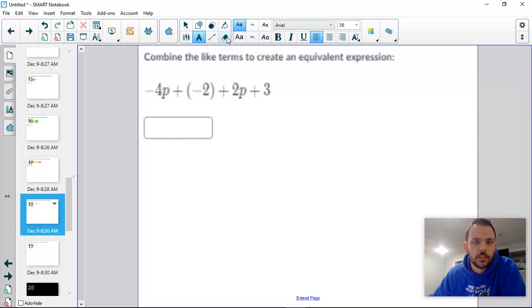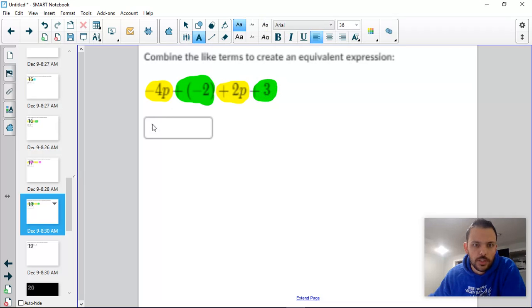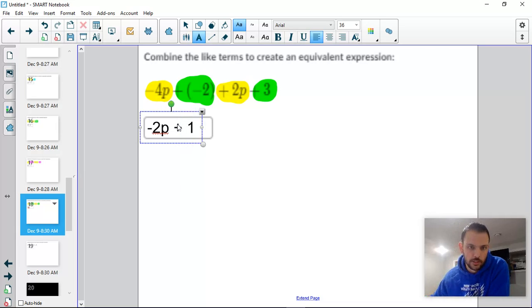All right, we've got a couple more here that we'll do real quickly. All right, so we have negative 4p plus 2p. We have plus negative 2 and plus 3. All right, so again, I want to start with the variable terms. I'm going to do negative 4p plus 2p. That makes negative 2p, right? I have 2 more negatives than I have positives, and then I have negative 2 plus 3. All right, so that's going to be plus 1. All right, so negative 2p plus 1.